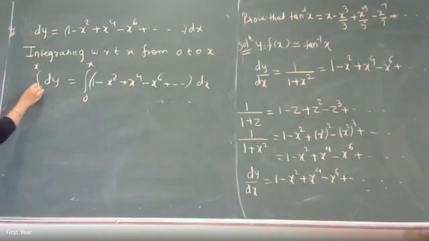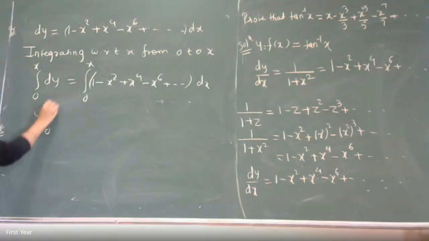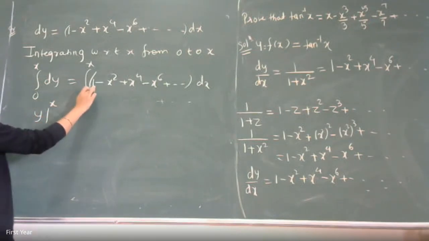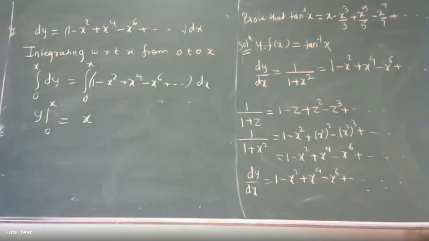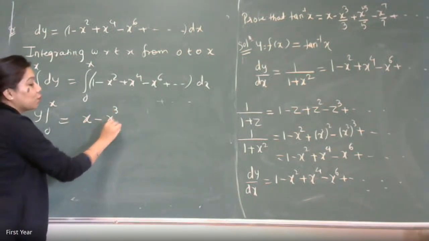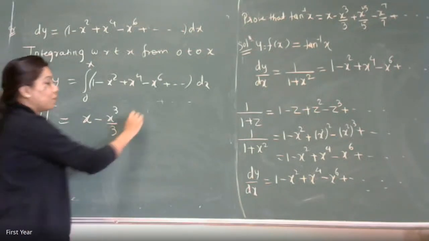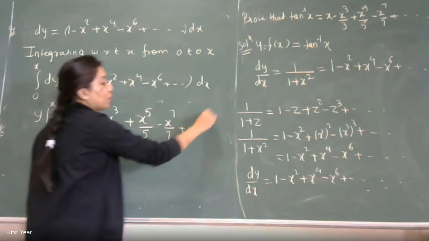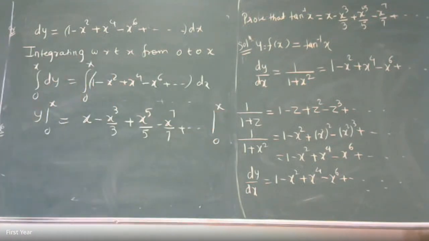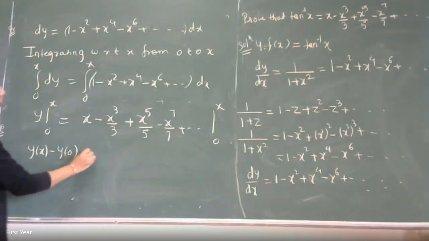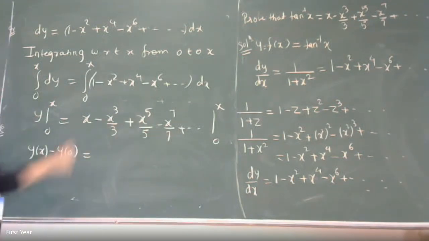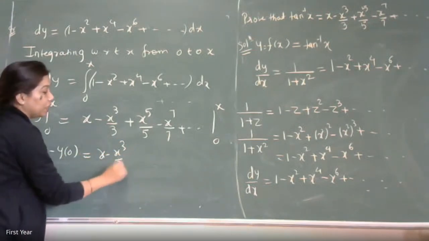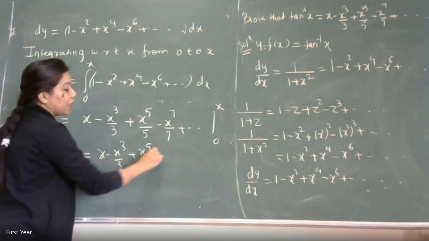So actually the integration of dy is y from 0 to x. What's the integration of 1? x. What's the integration of x squared? x cubed by 3. What's the integration of x raised to 4? x raised to 5 by 5, minus x raised to 7 by 7 plus dot dot dot from 0 to x. And that's why y of x minus y of 0 is equal to, the lower limit will give you 0 only, x minus x cubed by 3 plus x raised to 5 by 5 and so on.